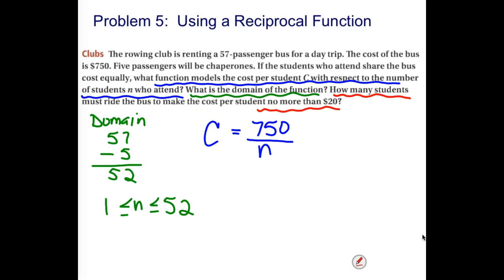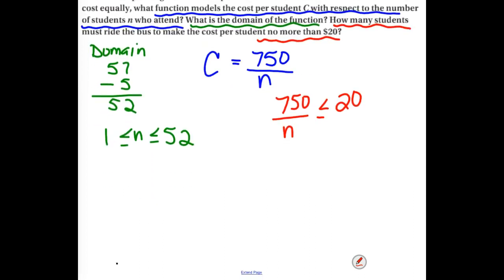Then the third part of the question said, how many students have to ride the bus to make the cost per student no more than $20? No more than 20 means what inequality? Less than or equal to. So we want our 750 divided by n to be less than or equal to 20. Well, you told me a minute ago if 10 students go, they pay 75 bucks. So it has to be more than 10, right?